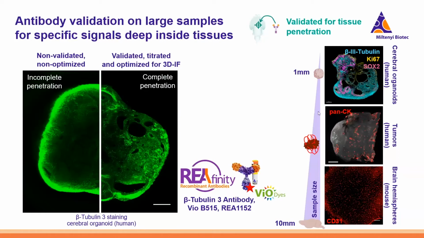tissue. But we also use human tumors here as an example with the pan-cytokeratin antibody, but also going up to large samples such as mouse brain hemispheres, which you can see here. This is one image of a CD31 staining, and you can appreciate that the antibody nicely penetrates throughout the entire mouse brain hemisphere.